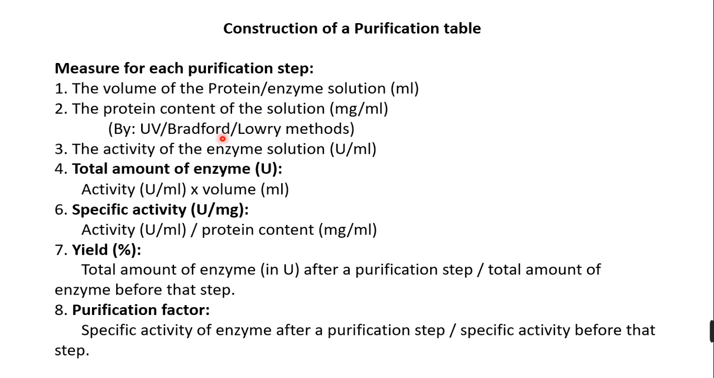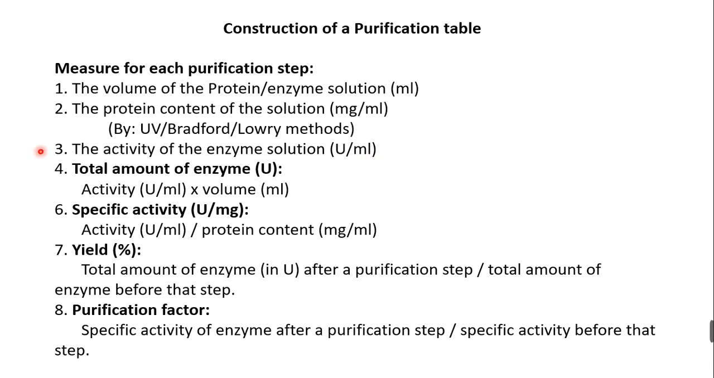This is a very simple method. And the UV method, without adding any reagents, is directly using 280 nanometers. That is the best method for protein quantification. The activity of the enzyme solution may be based on your enzyme. For example, if it is a phosphatase enzyme, you have to use the phosphatase substrates. If my enzyme is cholinesterase, I have to use the protocol of Ellman's method for determining the activity.